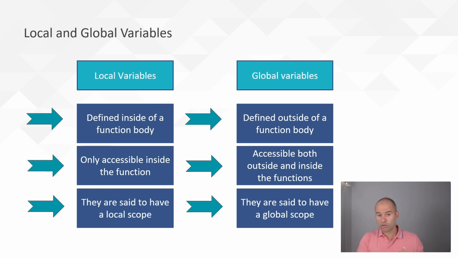So local scope is variables that exist only within the function where they're created. Global scope is variables that exist pretty much everywhere within a program. So let's have a look in code and experience this practically.